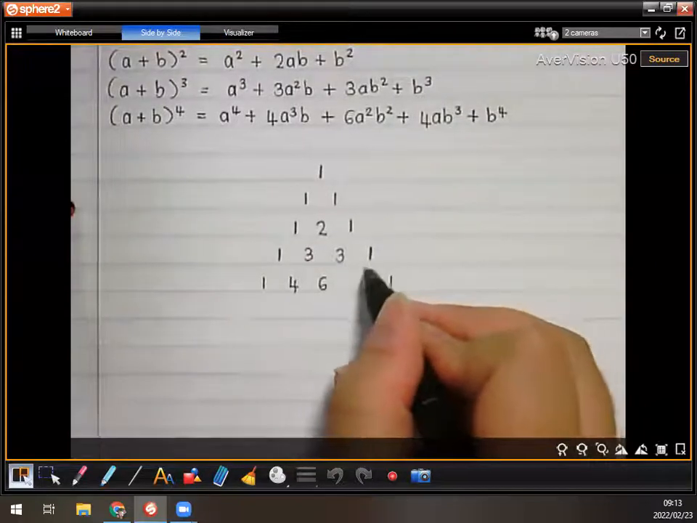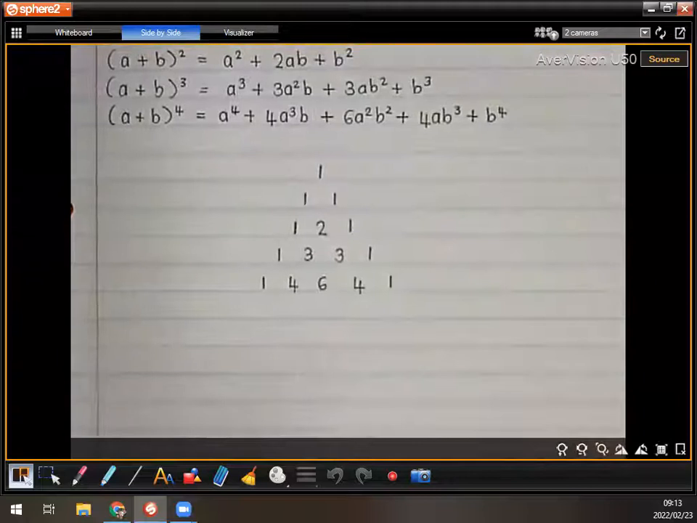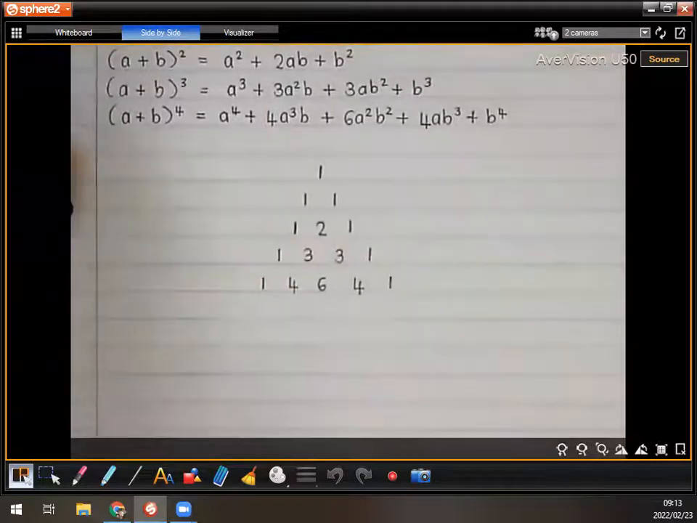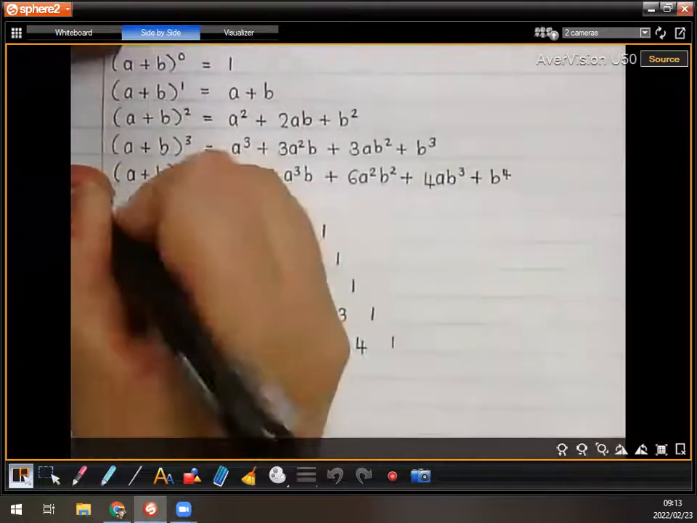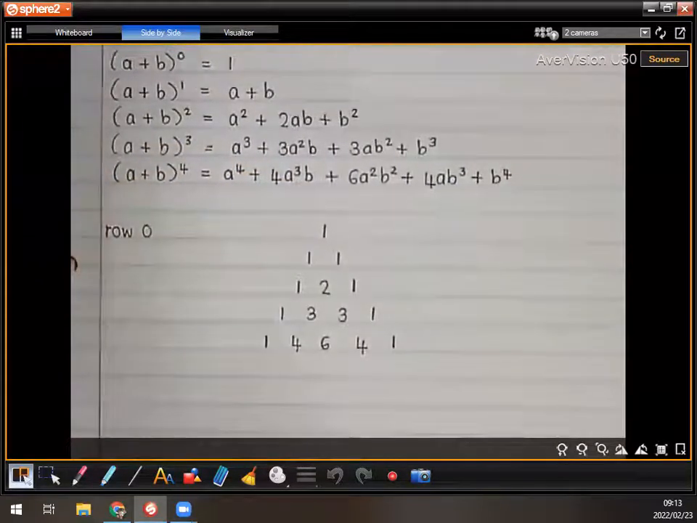Then again, for the number in between the 3 and the 1, we need to add them, that will give us 4. Now guys, we will go further down now, but this is how far we went when we actually wrote down the binomial expansions. So this row we call row 0. I think it is the first row, but so that the binomial expansion makes sense, we call it row 0.